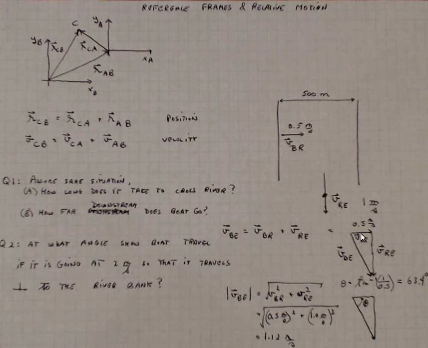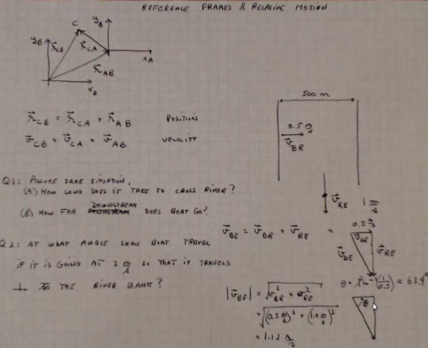And then the angle with respect to the perpendicular to the bank, that would be this angle theta here, is simply the inverse tangent of 1 divided by 0.5. Well, that's the inverse tangent of 2, and that ends up being 63.4 degrees.